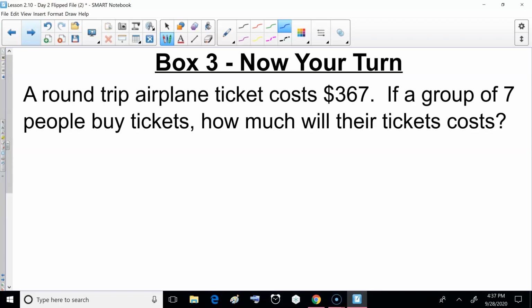And a round-trip airplane ticket costs $367. If a group of 7 people buy tickets, how much will their tickets cost? So pause the video, give it your best shot, use the parent method, and if you're not sure, check it with the area model.